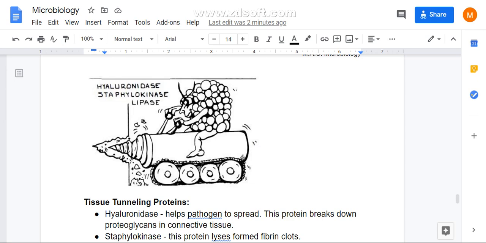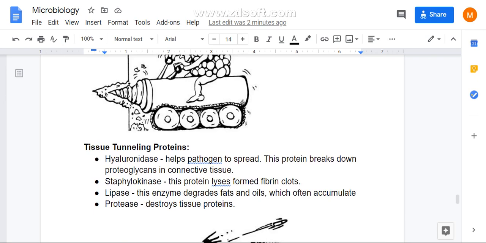You have hyaluronidase, staphylokinase, and lipase. So hyaluronidase helps pathogens to spread, and this protein breaks down proteoglycans in connective tissue. So it's like boring a hole to help it dig through, right? Staphylokinase, this protein lyses fibrin clots. So if the body's trying to build some scar tissue and prevent it from moving deeper, staphylokinase can just knock that out, right?